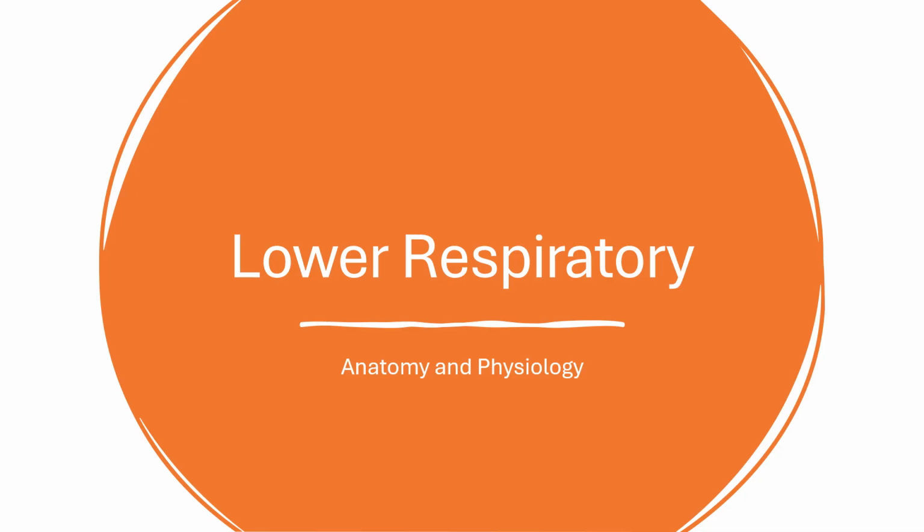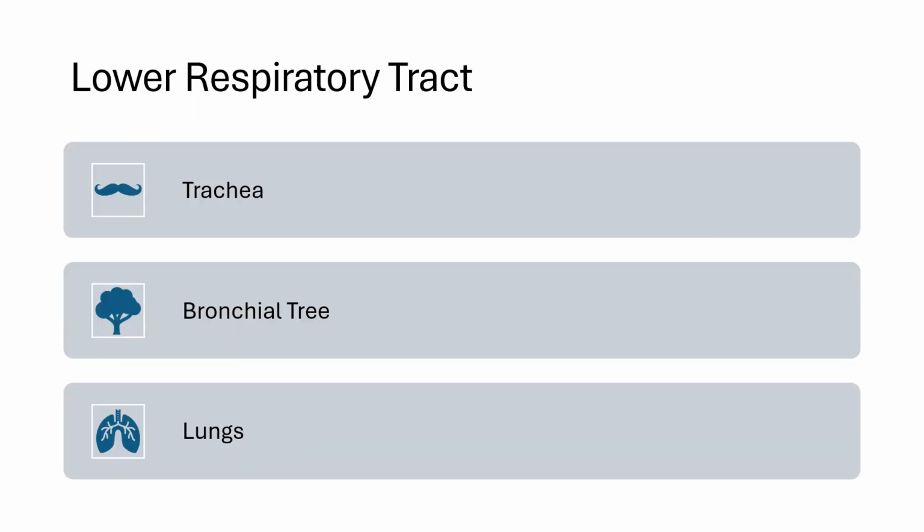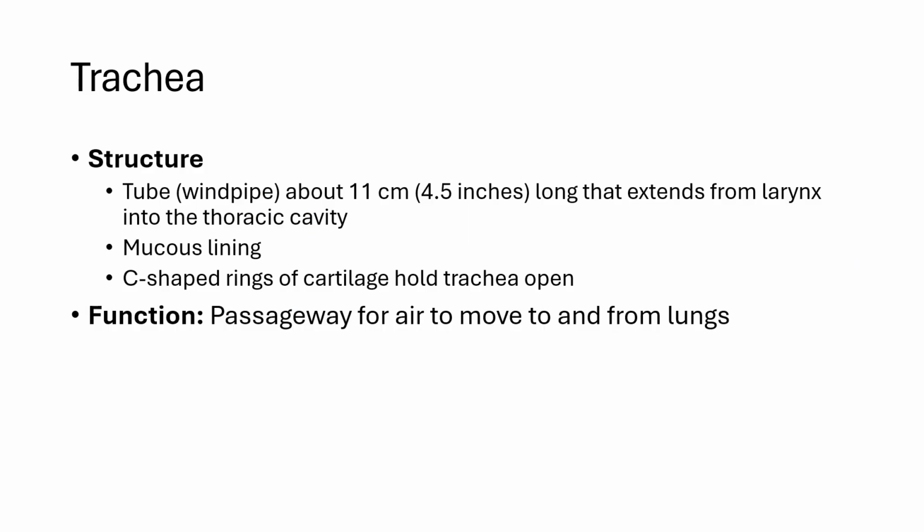Now we're going to get into the lower respiratory system. The lower respiratory system consists of the trachea, the bronchial tree, and the lungs. The trachea is basically a tube, called the windpipe is what a lot of people refer to it as. It's about 11 centimeters long and it extends from the larynx into the thoracic cavity. It once again has that mucus lining. It has C-shaped rings of cartilage to hold the trachea open, and its main function is as a passageway of air to move to and from the lungs.